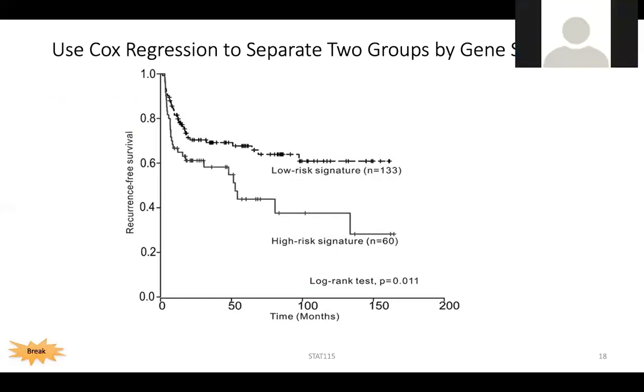Do the ticks still indicate a patient has dropped out? Yes, exactly. That's the censored data. It just seems kind of weird that there are a lot of patients that dropped out in the low risk signature. Is that typical? It depends on the study, I would say, and also depends on what you mean by the event. It could be a death, it could be a recurrence, it could be whatever reason. So it depends on what you're looking for. I don't think it's always the case like this.